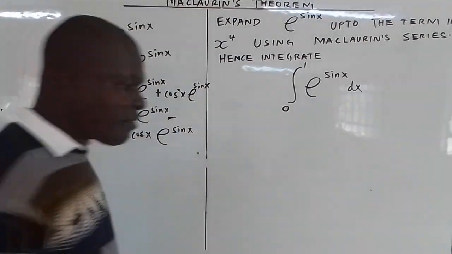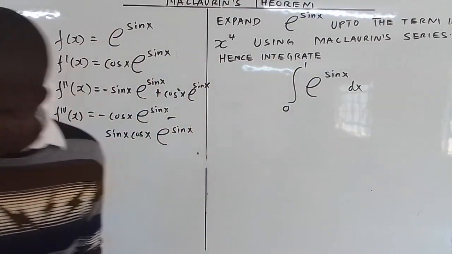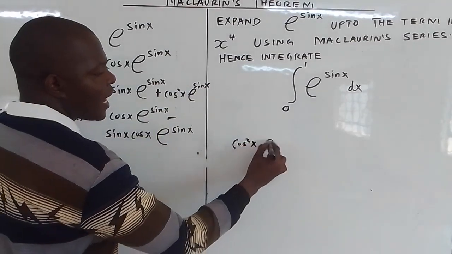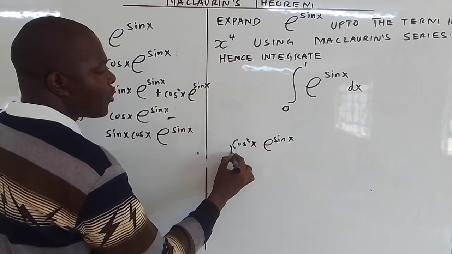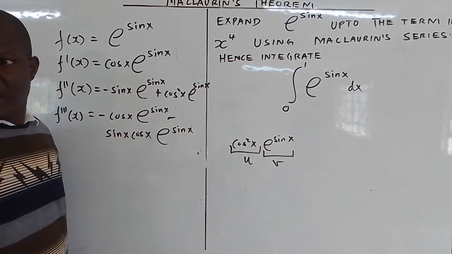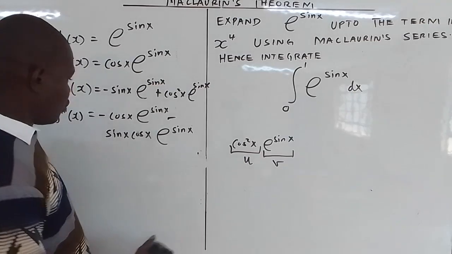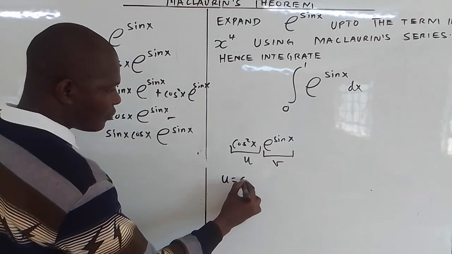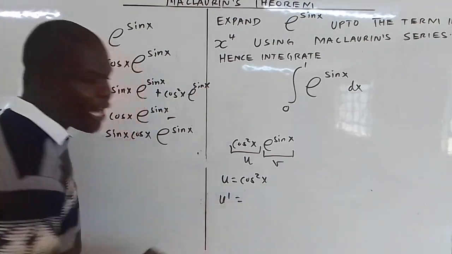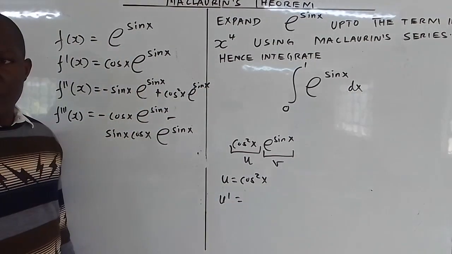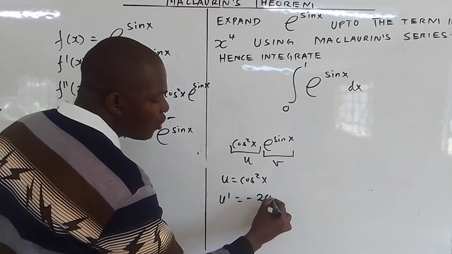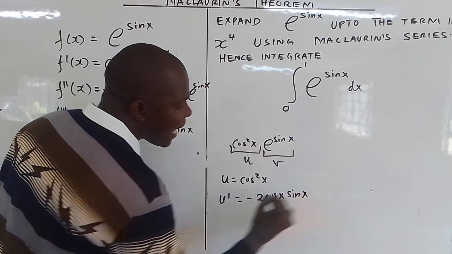The second part we have is cos squared times exponential. So let the first function be u and the second function be v. Are we together? So u is equal to cos squared x. If you differentiate u, if you differentiate cos squared x, what do you get? You get negative 2 cos x sine x.